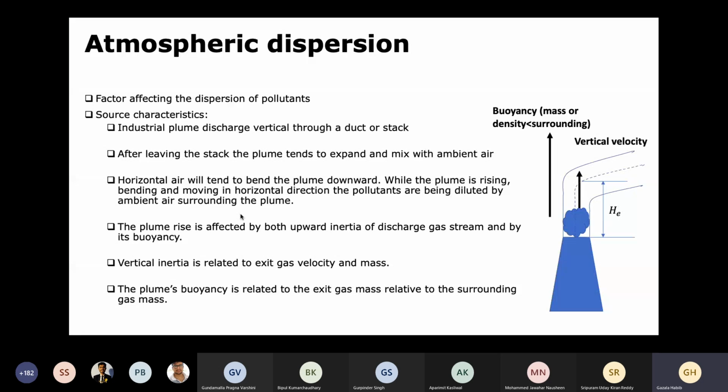Okay, so the source characteristics, the combustion process, or you can say the type of fuel which is being used in the source, all that will affect the final flue gas composition, its thermal characteristics, and therefore its dispersion and dilution in the atmosphere. Is that clear?